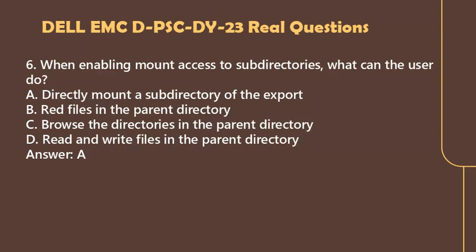6. When enabling mount access to subdirectories, what can the user do? A. Directly mount a subdirectory of the export. B. Read files in the parent directory. C. Browse the directories in the parent directory. D. Read and write files in the parent directory. Answer: A.